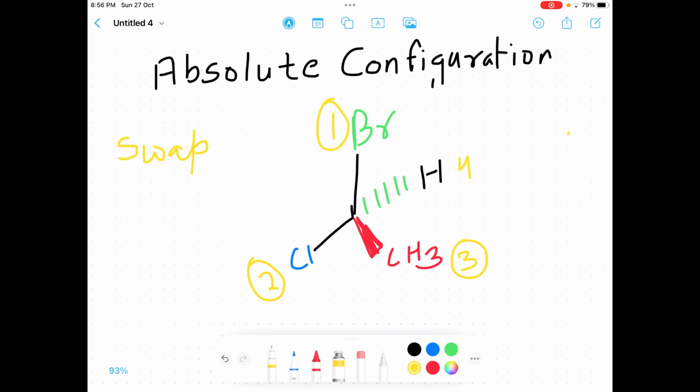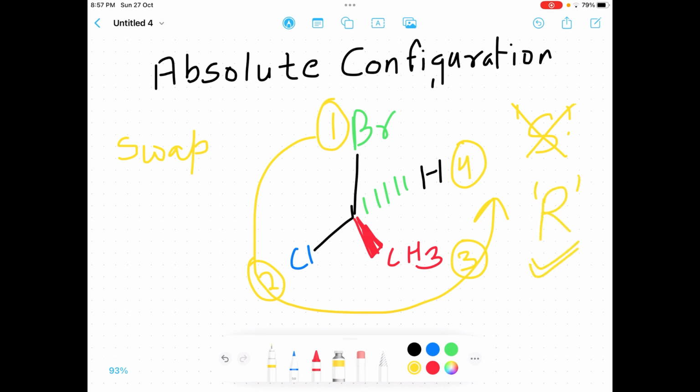But you have to remember that whenever we do one swap, always change the configuration. So whatever you get from here will be the opposite of the actual configuration. If I look here, at the moment the configuration is coming 1, 2 and 3, that means S, but this is coming after swapping the group, so its original configuration is R configuration.